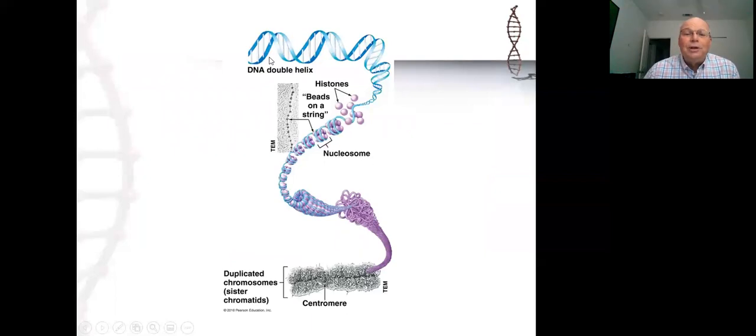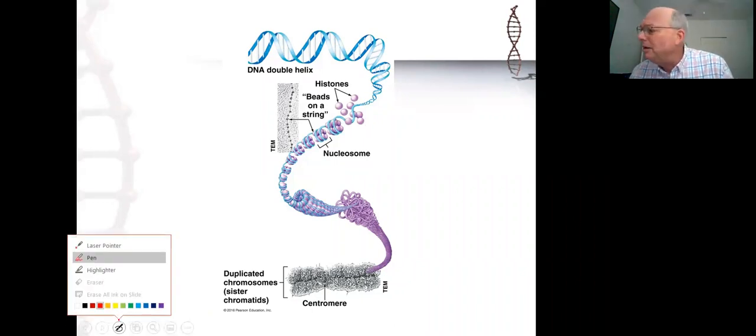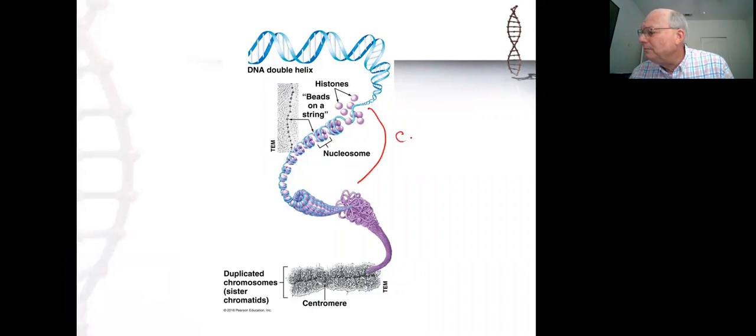So here is the quote unquote naked DNA, the famous double helix. It gets complexed with these special proteins called histones that are only found in the nucleus of eukaryotic cells. And you can see that the DNA wraps itself around the histones. And this is what gives rise to the chromatin. So this is chromatin.